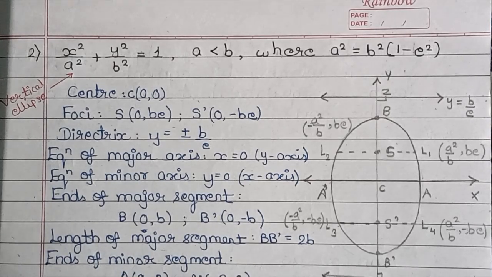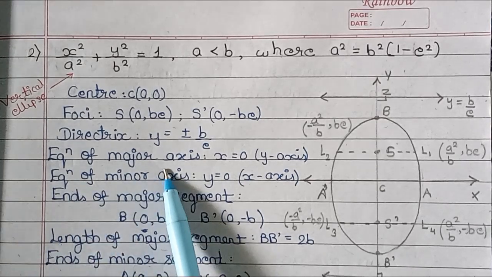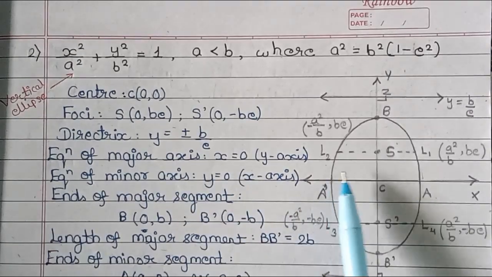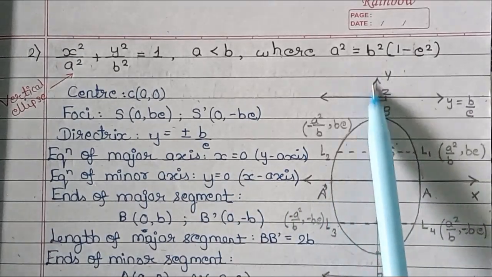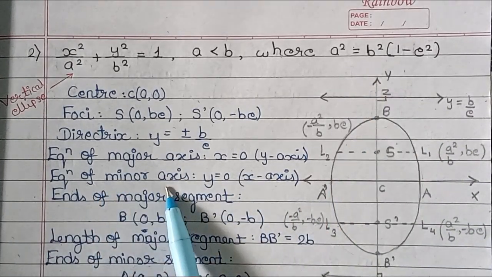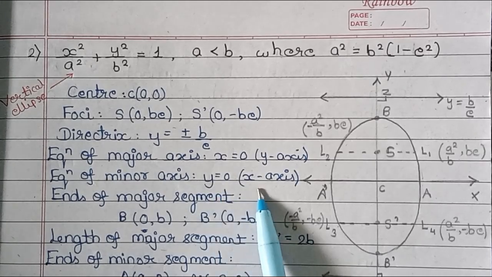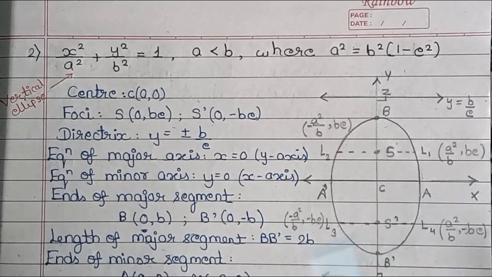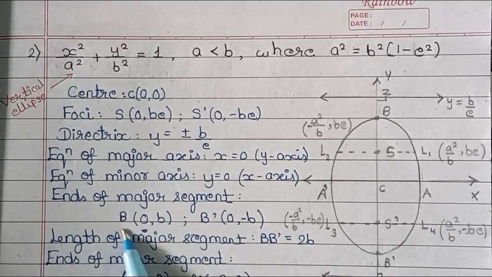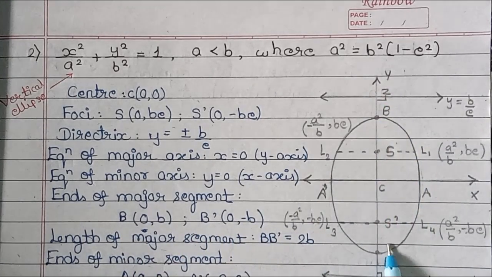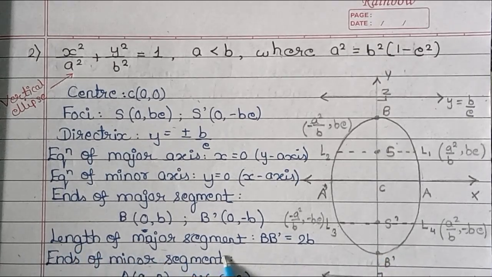The equation of my major axis is x is equal to 0, which is the y-axis, this one, and the equation of the minor axis is y is equal to 0, which is the x-axis, this. The ends of the major segment will be B, 0 comma b and B dash, 0 comma minus b, which are this and this. And the length of the major segment B B dash will be 2b.